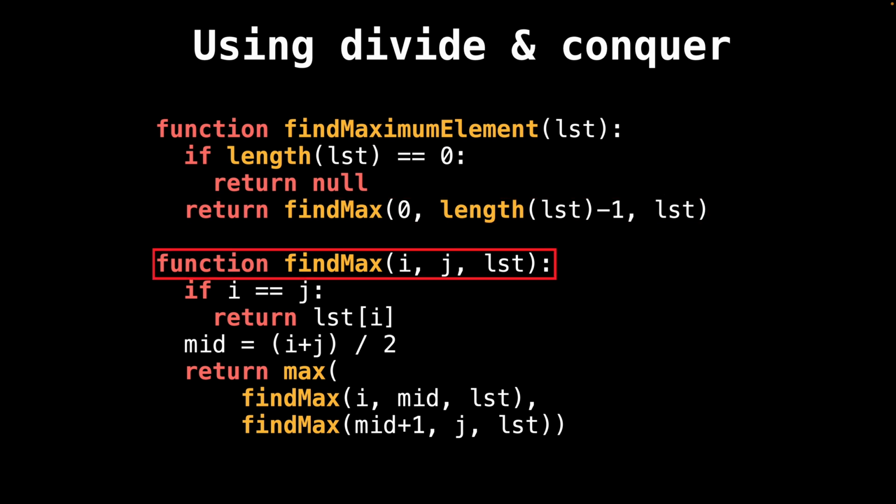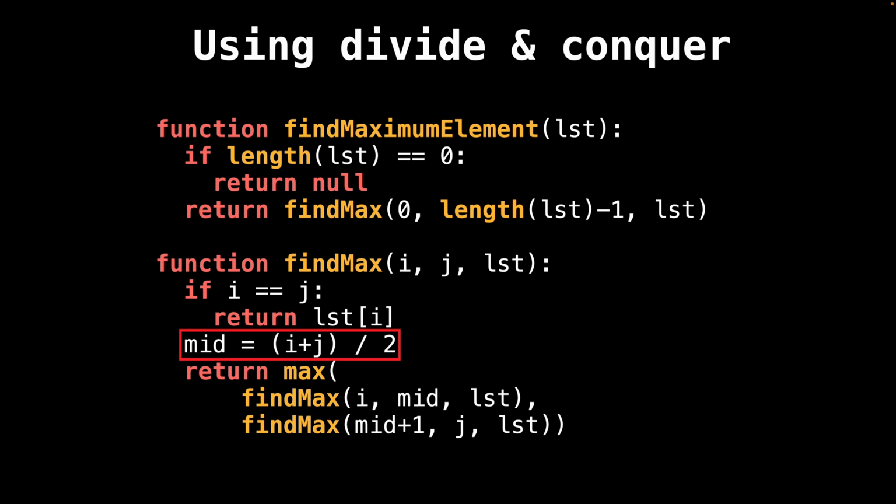Now let's take a look at what exactly is happening inside the findMax function. The first thing we do is check if i is equal to j, which means that the size of the segment or interval is a single element. Since we know that the maximum value for a single element is the element itself, we simply return the element at that index. And this constitutes our base case.